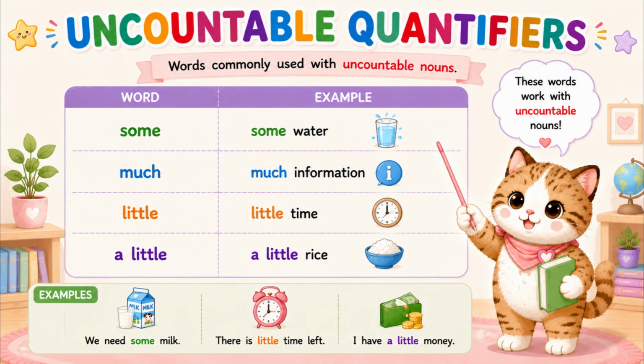Uncountable quantifiers. Words commonly used with uncountable nouns are called uncountable quantifiers. Let's look at some examples. Some water, much information, little time, a little rice.